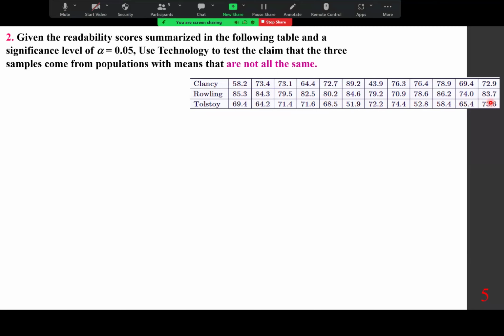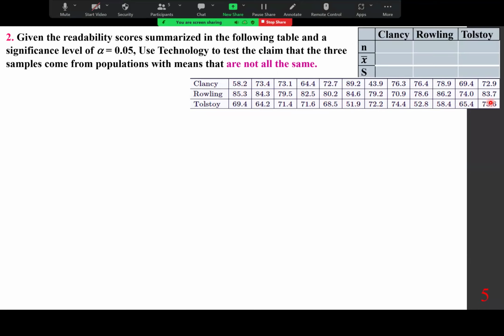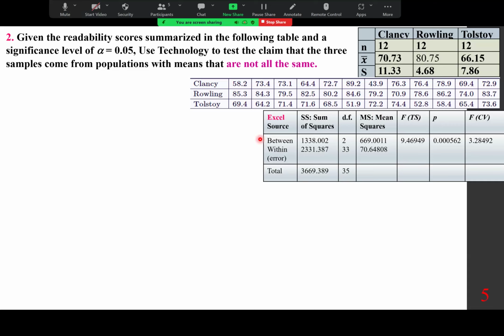You need to calculate the x bar and s, okay? So n happened to be 12 for all of them. X bar, remember the formula, add them up, divide by size. S, we've discussed that, the square root of x minus x bar quantity squared, summation of that divided by n minus 1. So this comes from technology. So n, you can count it, x bar, add them up and divide, and s is calculated as follows. So if you go with Excel and run it, you get this result.